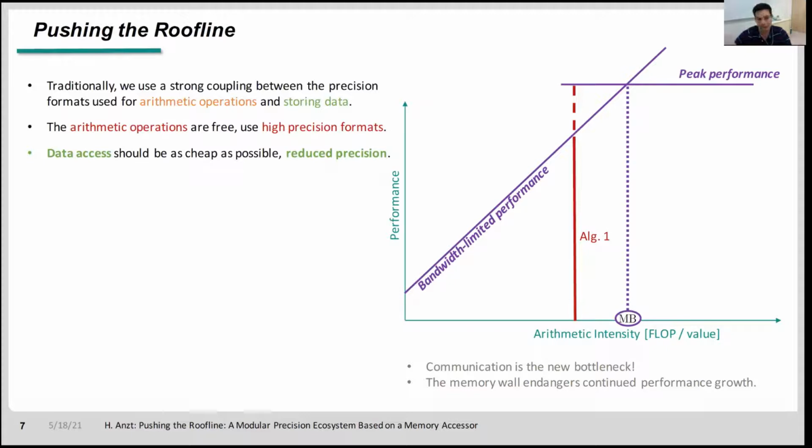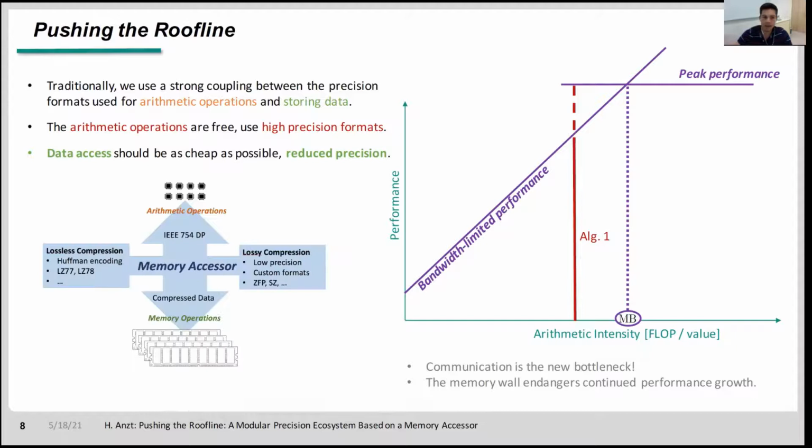So in that sense, we should have algorithms that compute in a very high precision format, because the computations are for free anyway. But when it comes to main memory access, we should try to make sure that the data is compressed as much as possible, such that we remove the pressure from the memory bandwidth.